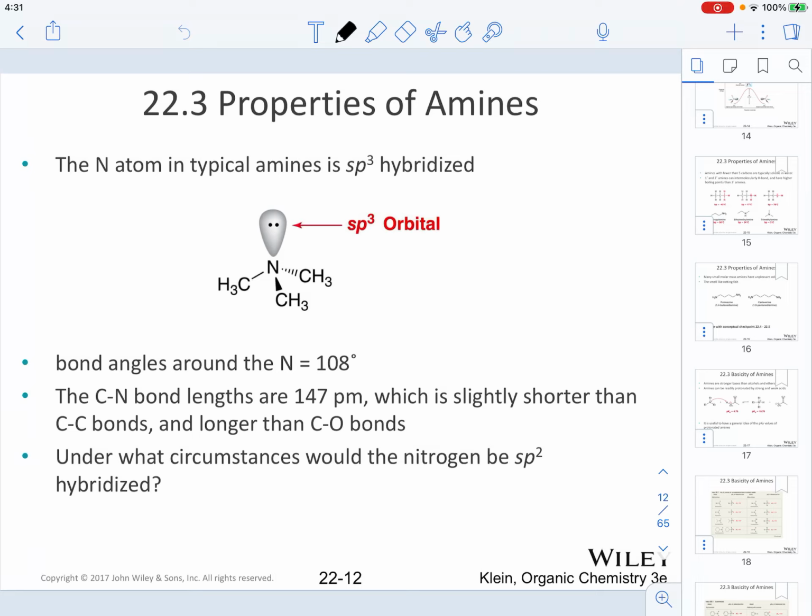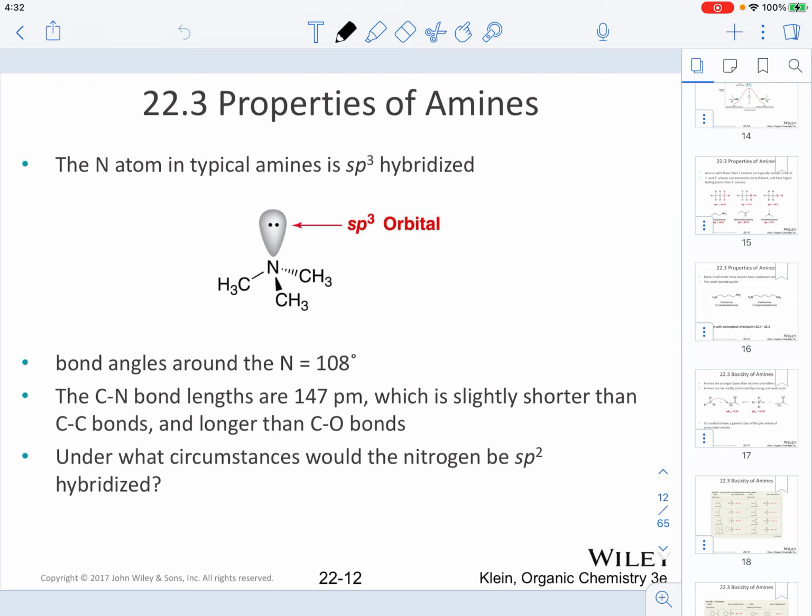In this video, we are going to be observing the properties of amines. Understand that the nitrogen atom in typical amines is sp3 hybridized. And as you can see in the structure given in the following slide, we have an amine, specifically trimethylamine. The nitrogen atom is bonded to 3 alkyl groups and a lone pair. This is the typical bonding pattern for a nitrogen atom.